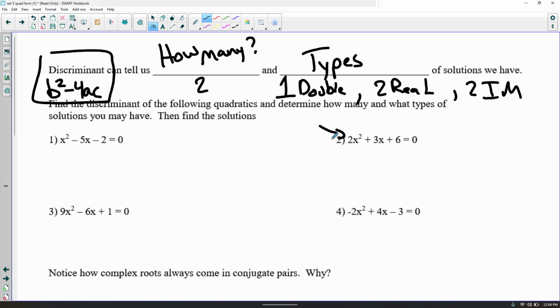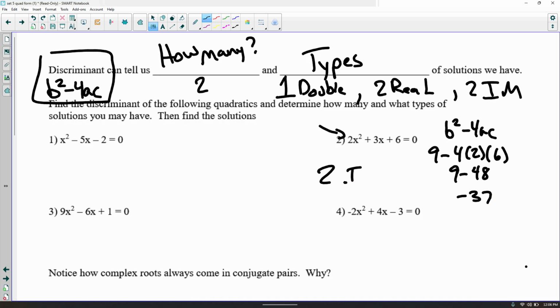Well, you would go, that is just b squared minus 4ac, and you would write that down and then go 9 minus 4 times 2 times 6. Multiply all this together, which is 8 times 6, 48. You do 9 minus 48, and you would get minus 37. What would your answer be? 2 imaginary solutions. That's how fast that could be, or should be.